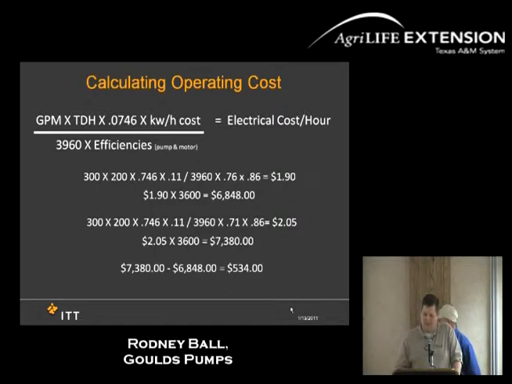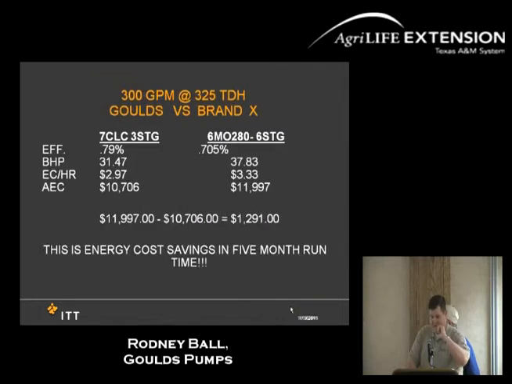Versus, I don't know how many wells that you have or could possibly have, but that could add up long term. So that's one thing that you could possibly look at.